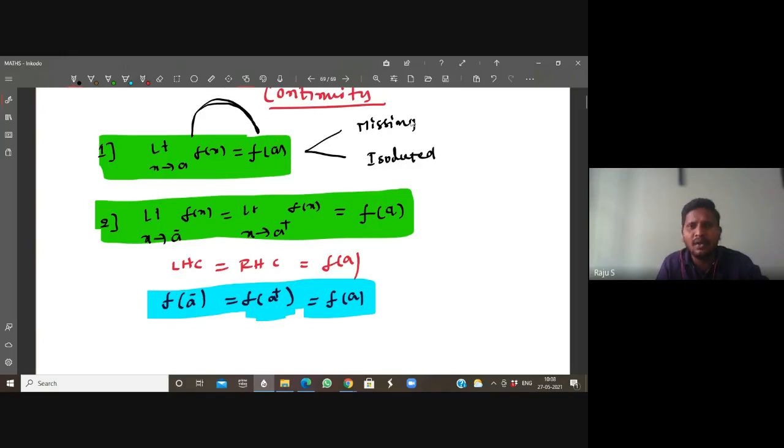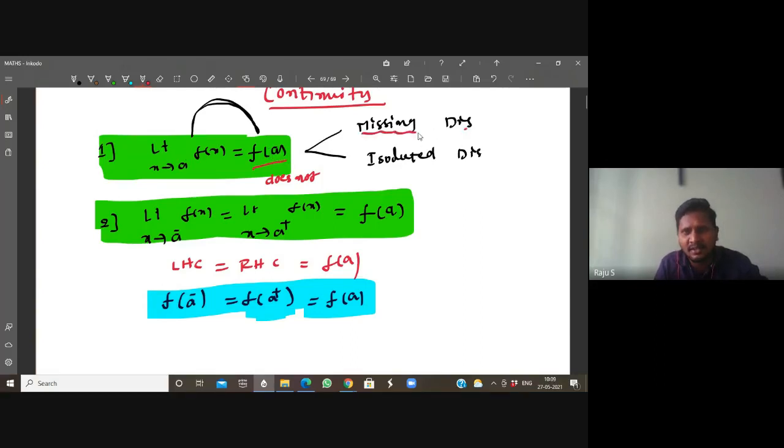So what is the meaning of missing discontinuity? What is the meaning of isolated discontinuity? A simple example, in missing discontinuity, f of a does not exist, then that is called the missing discontinuity. Then what is the meaning of isolated discontinuity? F of a exists, LHS exists, RHS exists.